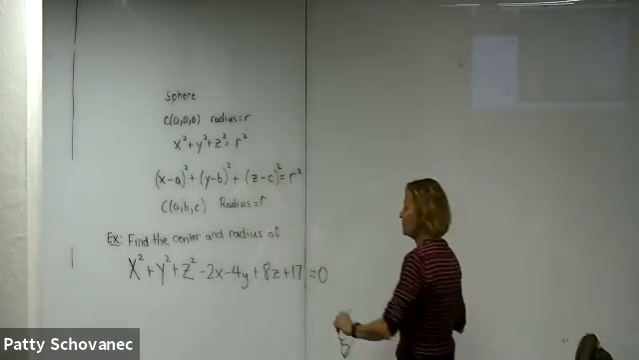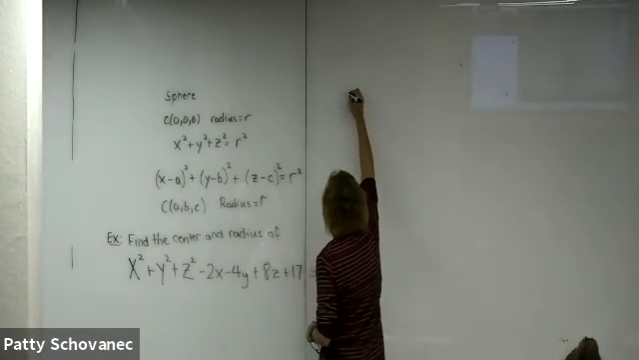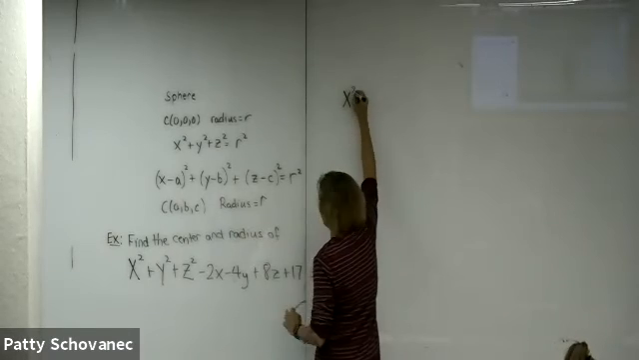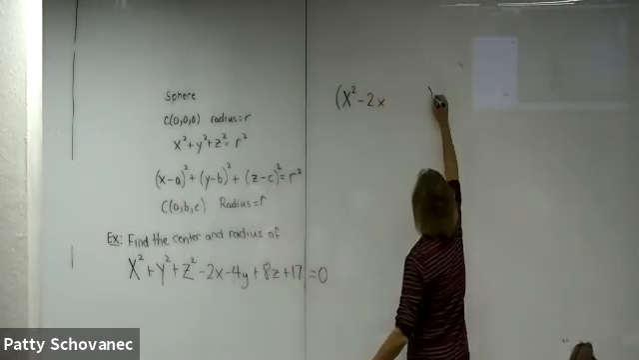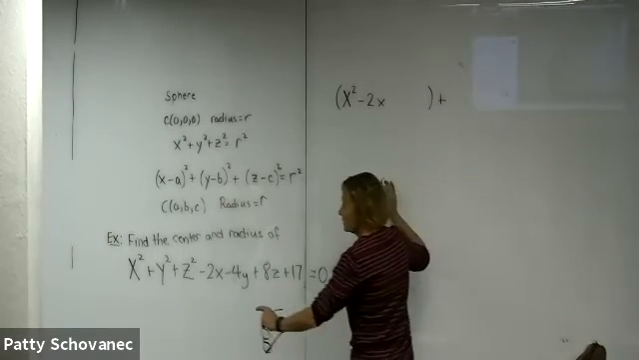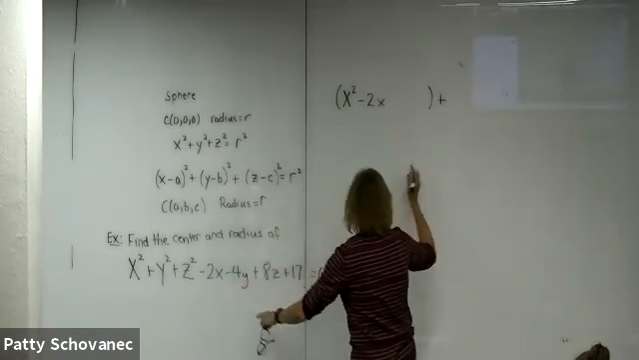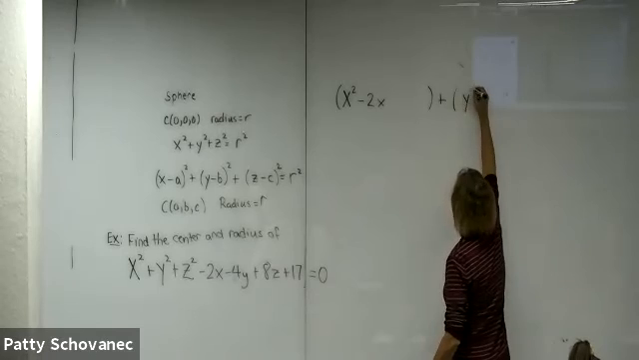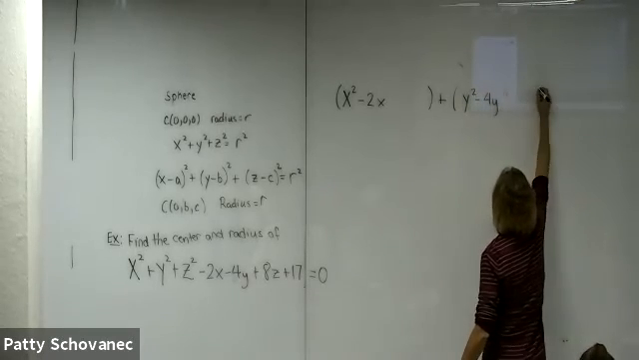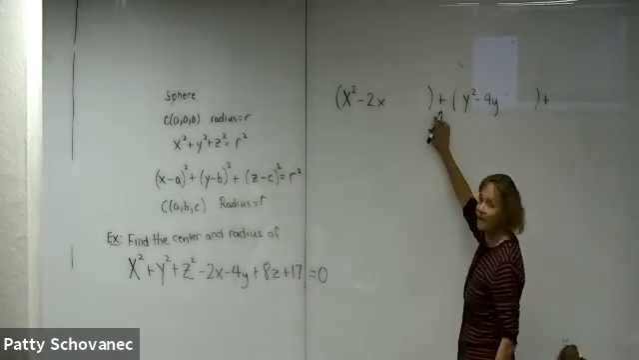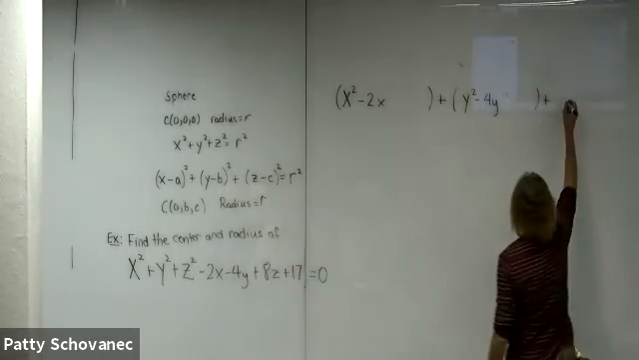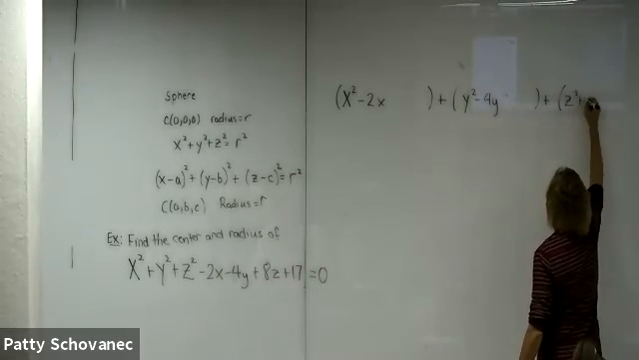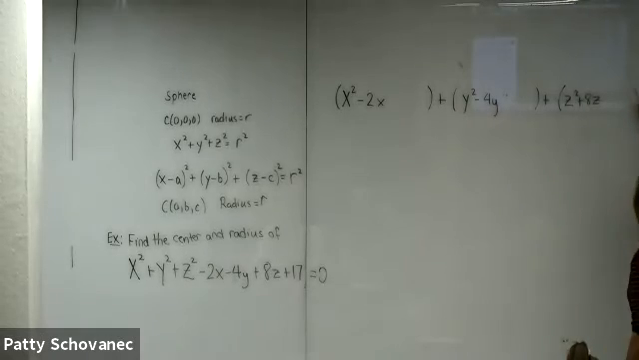All right, so we're gonna move terms around. I'm gonna group the x's together. I'm gonna write that as x squared minus 2x, and then I'm gonna leave a gap right there. And I'm gonna do the same with the y's. I'm gonna have y squared minus 4y. Leave a gap. We always add in between. And then we're gonna have z squared plus 8z. Leave a gap, and let's move that 17 to the other side.